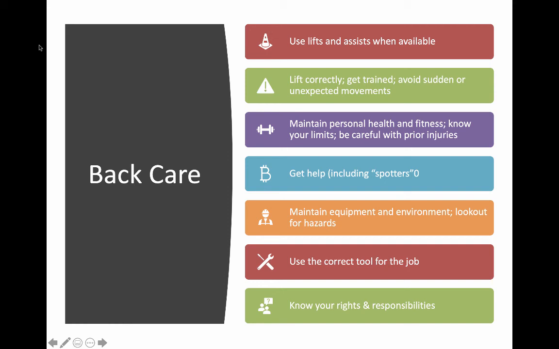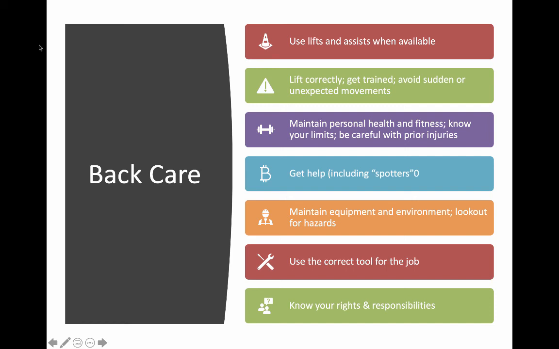Know your own personal limits and make sure that you are staying in good shape. Over the course of our careers, we often put on weight and think of ourselves as being as fit as we were when we were younger. We often have lost some of our capacity. So really maintaining our personal health and fitness is important, and knowing our limits. Especially if we've had a prior injury of any kind, we are often likely to re-injure those same areas.